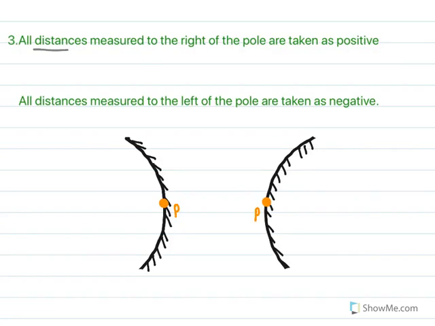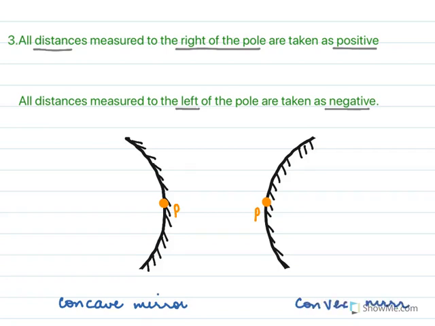The next convention: all distances measured to the right of the pole are taken as positive, and the distances measured to the left of the pole are taken as negative. So again, here we have the two mirrors. This is the concave and convex. Here we have the left and the right. This is the left and this is the right.